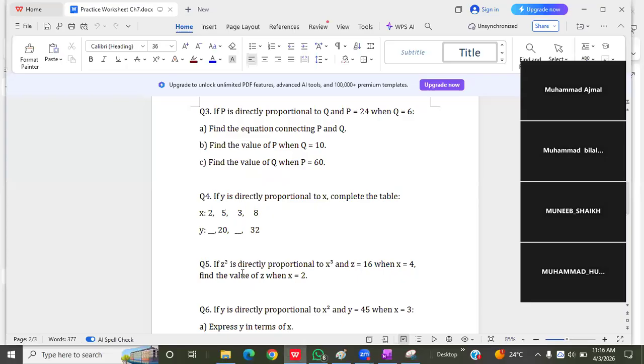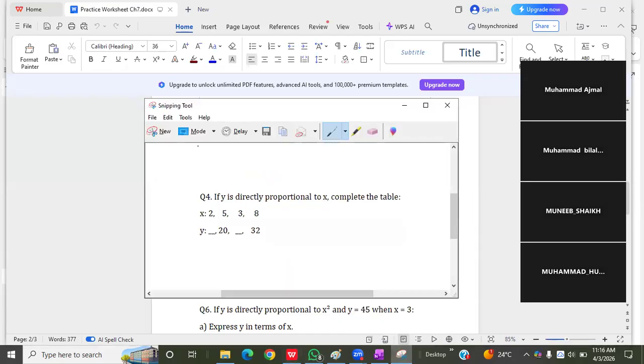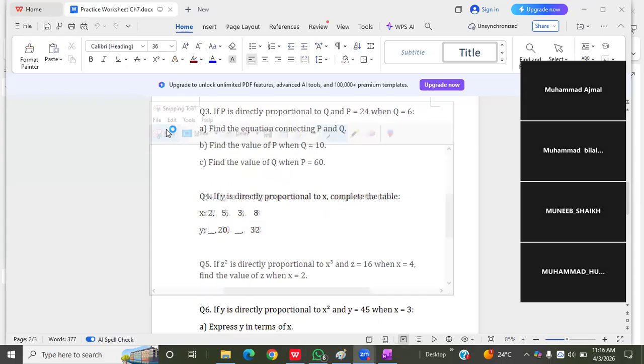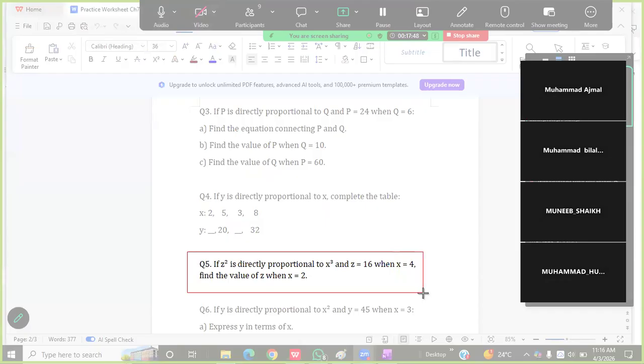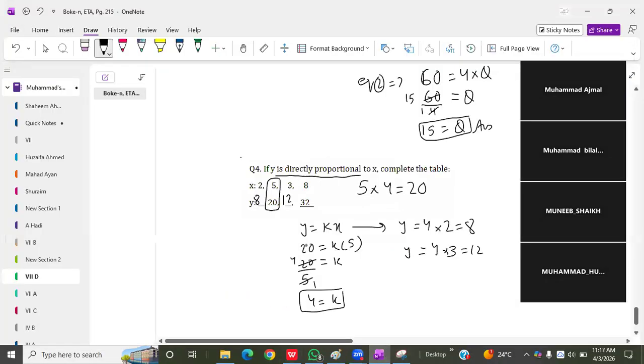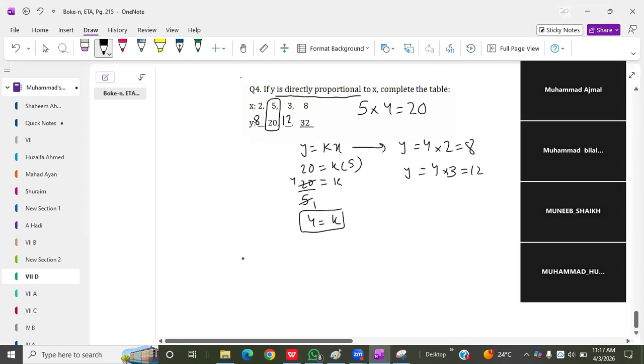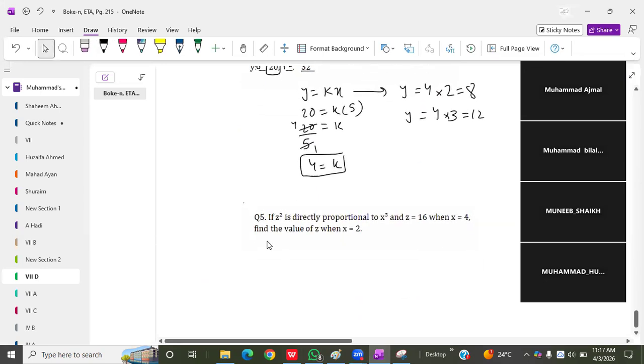Now the next question is, if z square is directly proportional to x cube and z equal to 16 and x equal to 4, find the value of z when x equal to 2. So how can we do this question? Who will guide me? Can anybody guide me what I write here first?